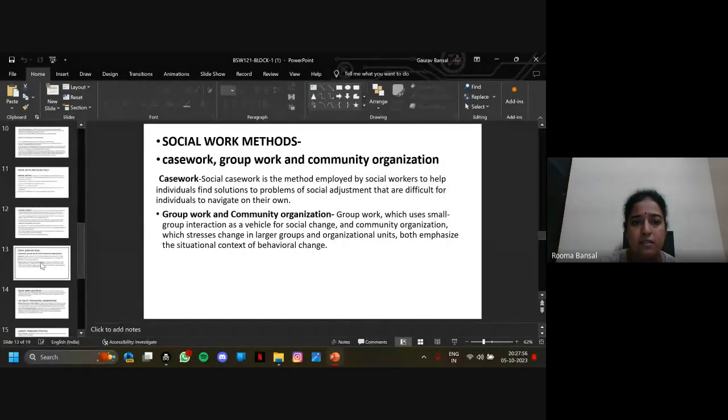There is a certain process of working in casework. First of all, the social worker has to develop a rapport with that particular needy person. He has to take him into confidence and ask him what the problem is, why you are behaving like that, and slowly he can be able to solve his problem. Here we can take the example of counseling sessions for depression or for any person who is suffering from any sort of trauma. This is a simple example of casework.